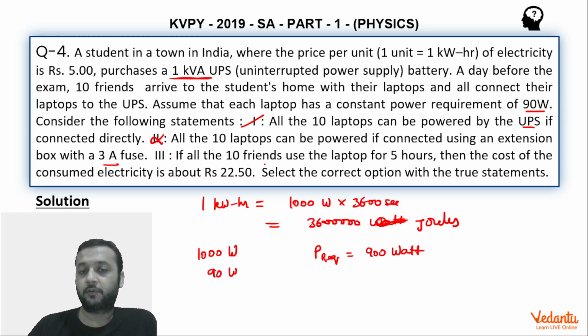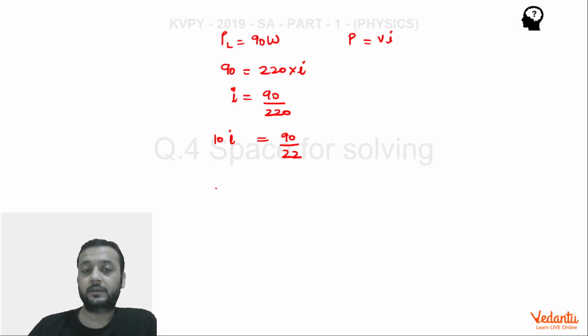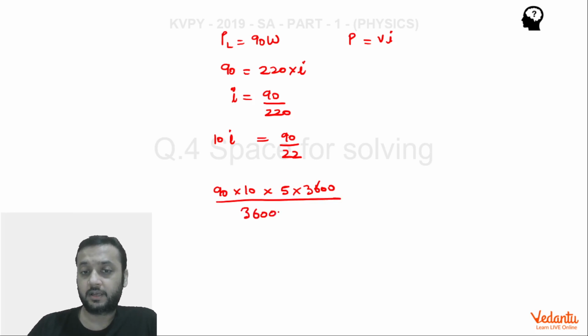Statement 3: if all the 10 friends use the laptop for 5 hours, then the cost of the consumed electricity is 22.5. Let's check this. What is the power requirement of one laptop? That is 90 watt. How many friends are there? 10 friends. So that means this is the total power requirement of all 10 laptops. Now how much time are we using this? 5 hours. That means 5 into 3600 seconds. So this will be the total energy consumed. Now we will divide this by 36 lakhs. This will give us the units, because one unit is 36 lakh joules.